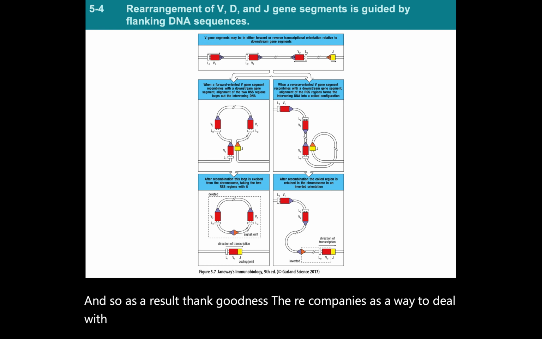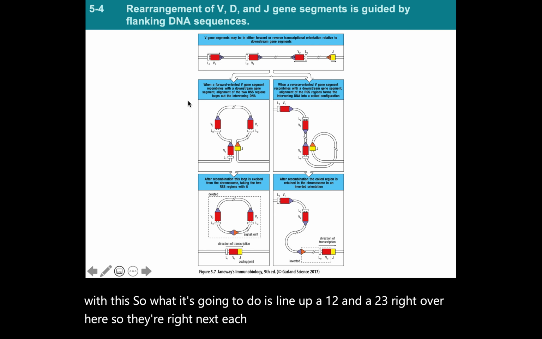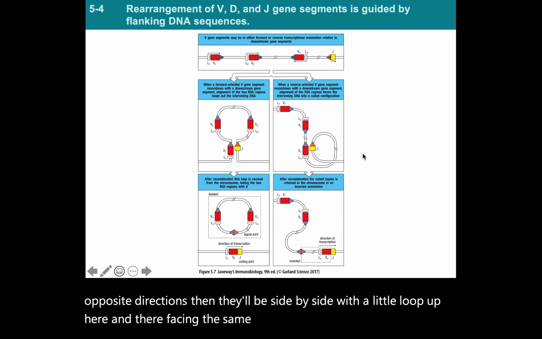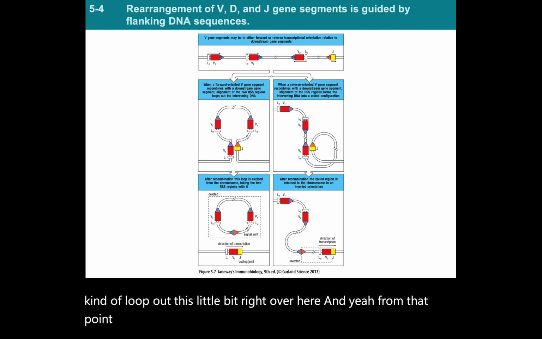So what it's going to do is line up a 12 and a 23 right over here, so they're right next to each other. And if they're facing opposite directions, then they'll be side by side with a little loop up here. And if they're facing the same direction, then we're just going to loop out this little bit right over here. And from that point, it's actually fairly easy. We're going to join together the sequences.